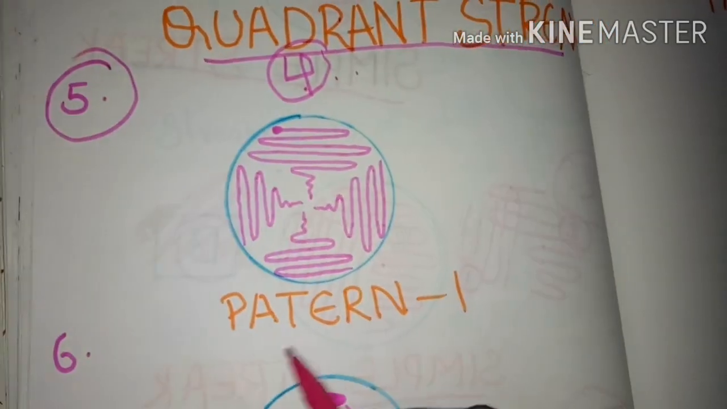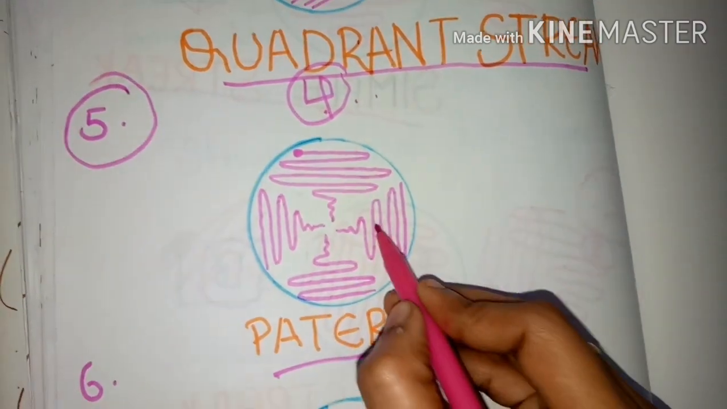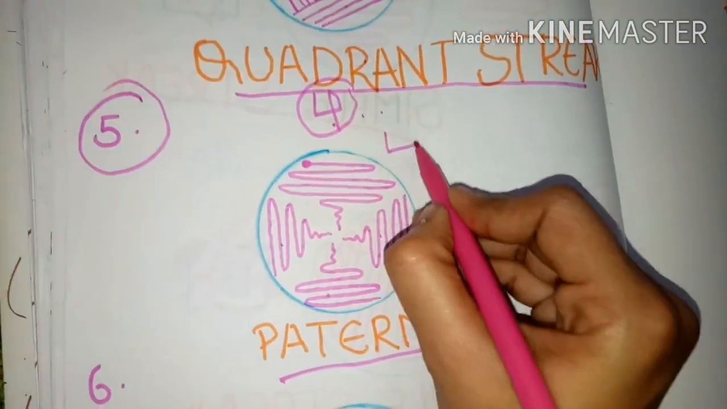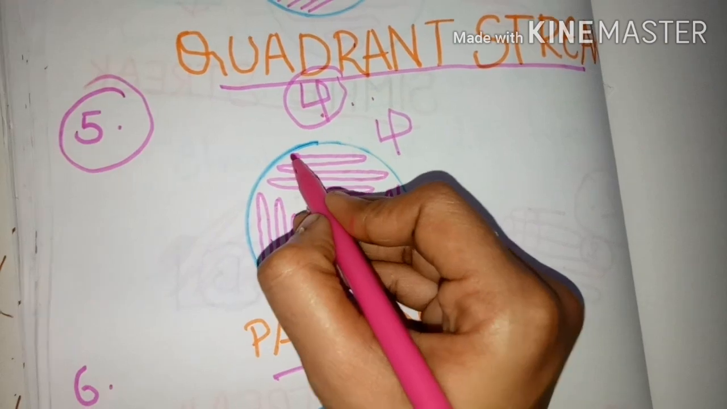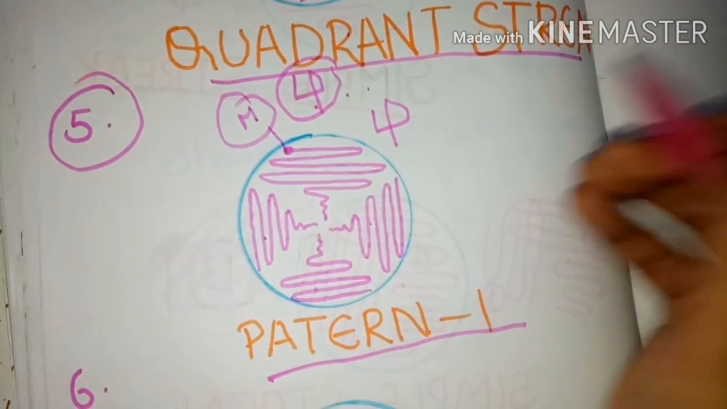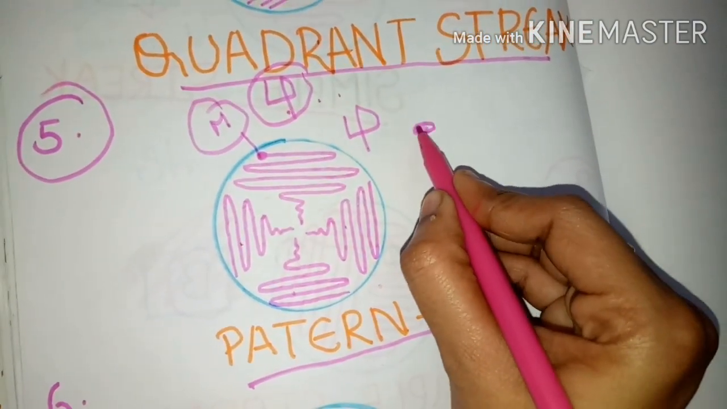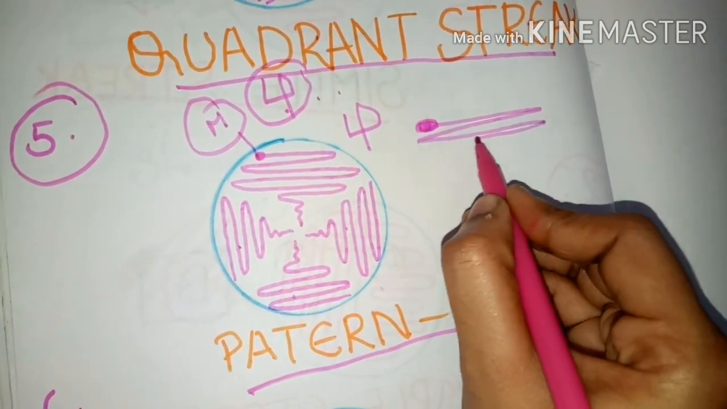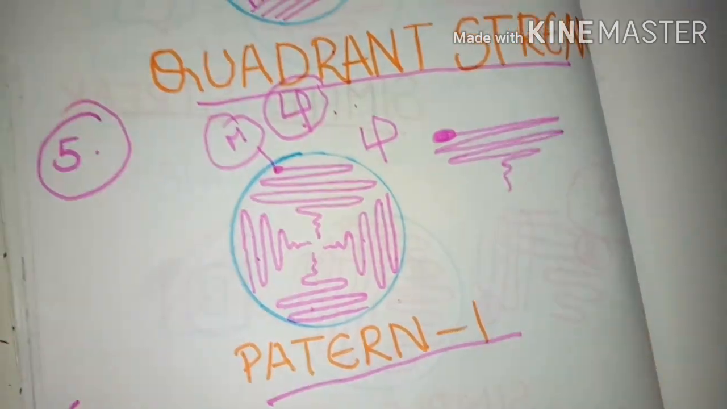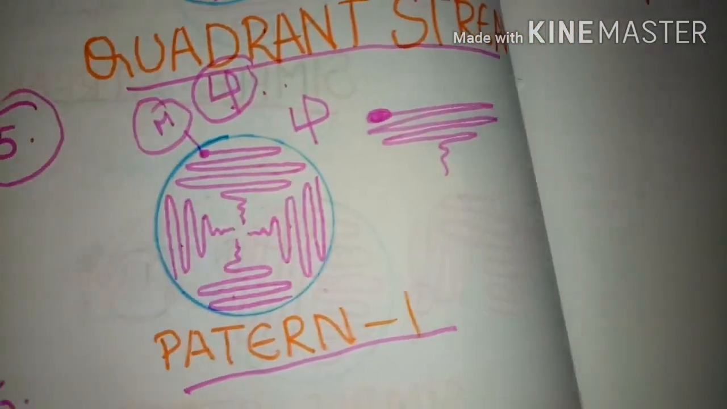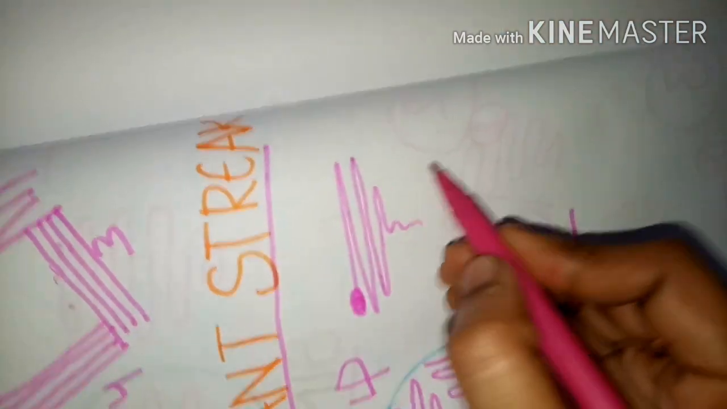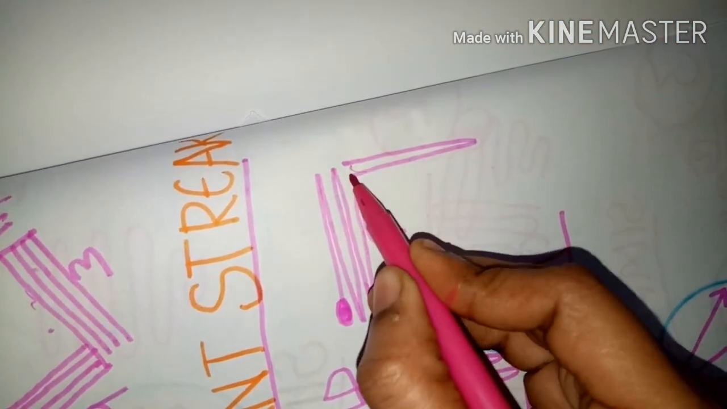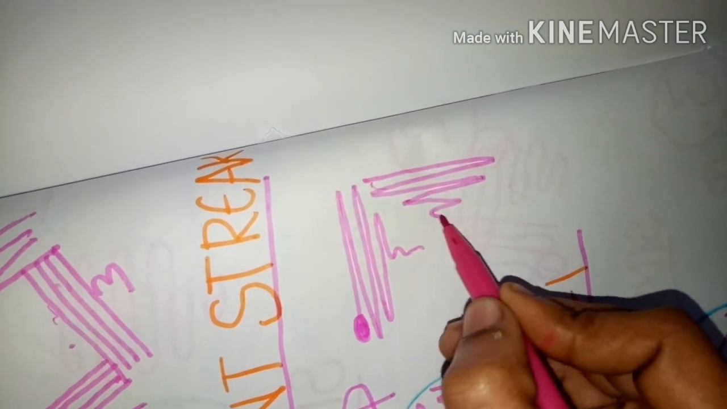The next one, the fifth one, is the pattern one streaking. It contains a four-streak method. Actually, at the end of each streak there is a tail. I already said in the previous streak that it is the mother streak. Let's see how to draw that streak on the agar plate. We are going to draw and place the tail at the end of every streak, the primary, secondary as well as the tertiary, and also the quadrant streak, meaning the fourth streak.